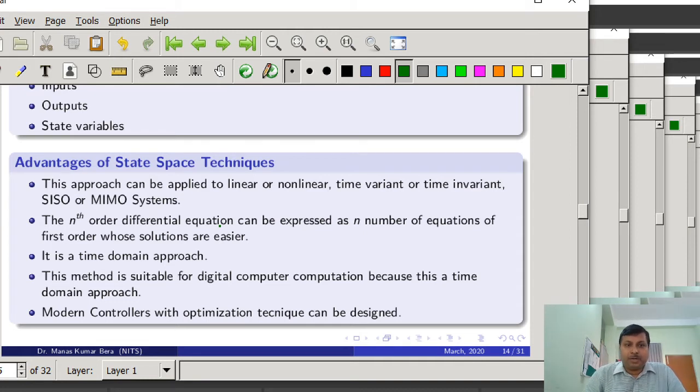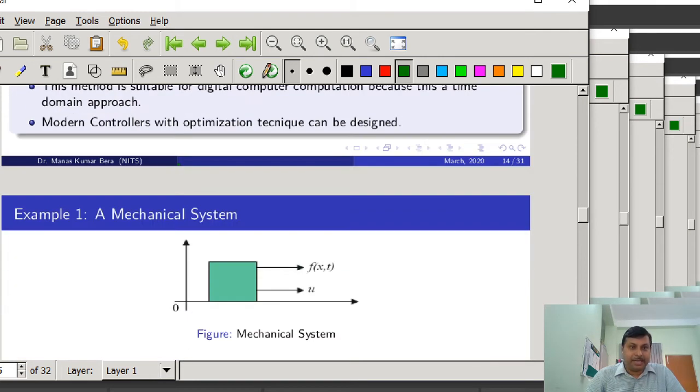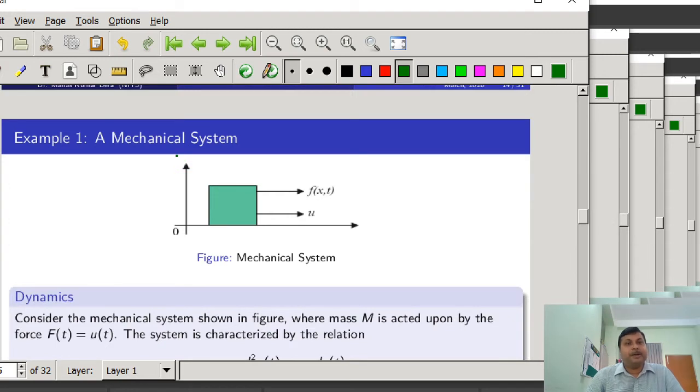Several times I have pointed out this method is suitable for digital computer computation because this is a time domain approach, and also all the modern controllers with optimization techniques can be designed once the system is represented in state space. Some of the things we have claimed we have to verify. As the course progresses, we will see all the advantages we have stated about the state space technique. Now we will start with the first example to understand what we mean by the state variable for a given system.